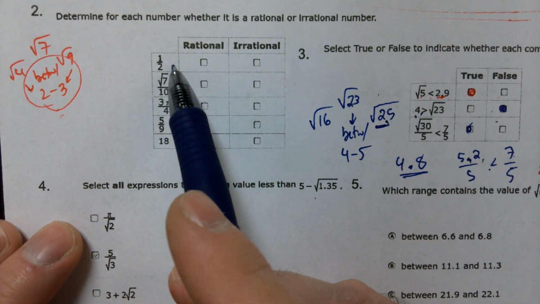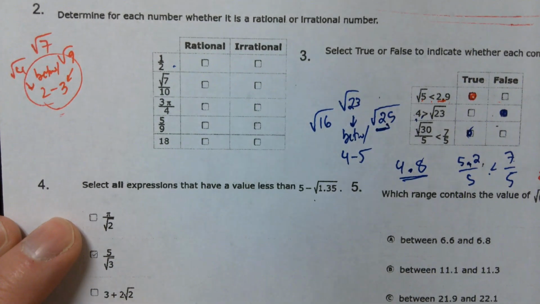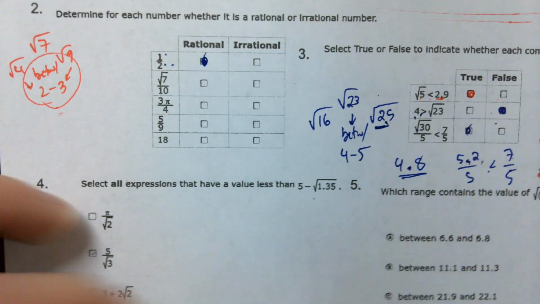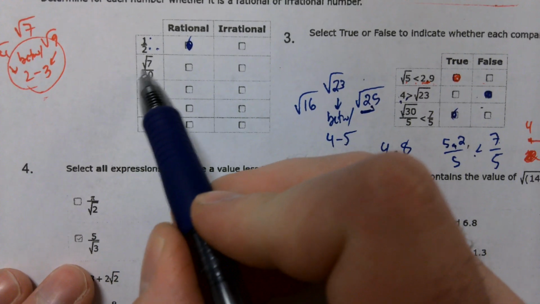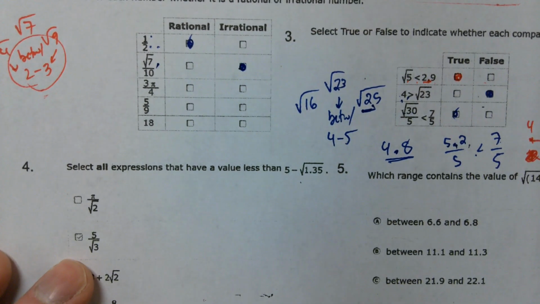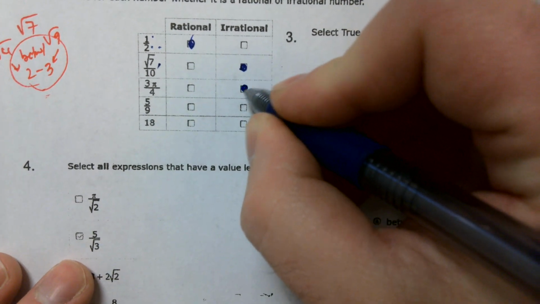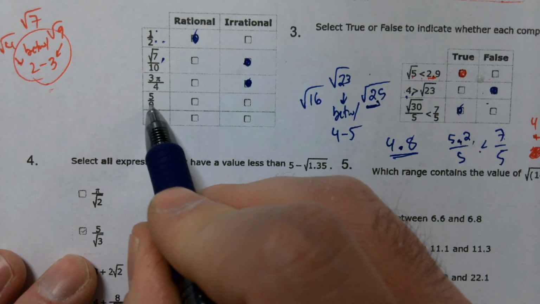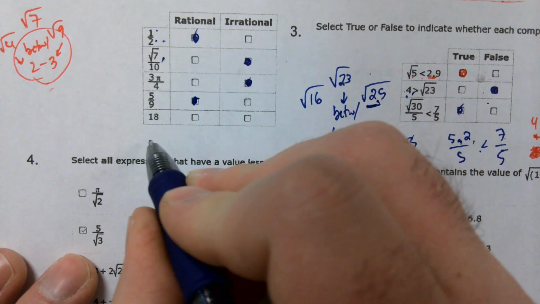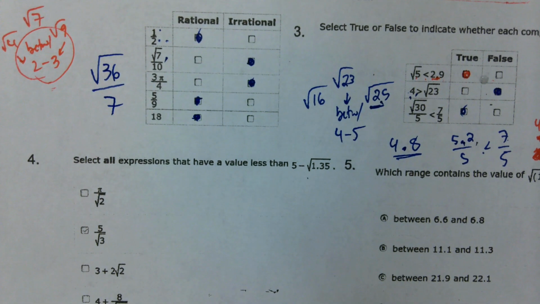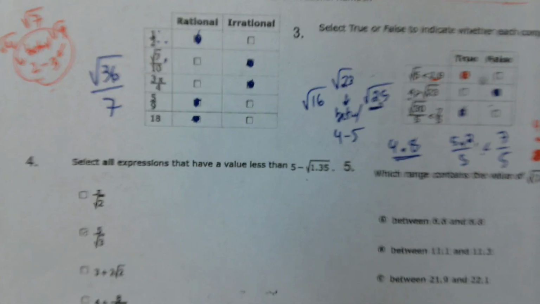So 1 over 2, can that be written as a fraction of two integers? Yeah, 1's on the number line, 2's on the number line. That's definitely rational. Is the square root of 7 on the number line? No, that's irrational. Is 3 pi on the number line? No, irrational. What about 5 and 9? Yep. And 18? Yes. Let me ask you this. What about the square root of 36 over 7? Is that rational or irrational?